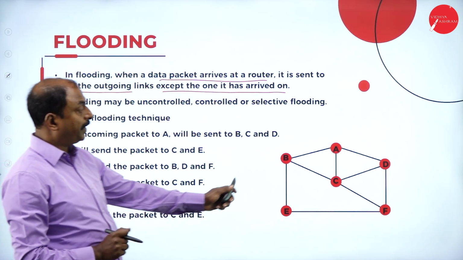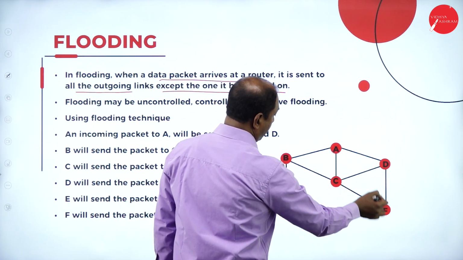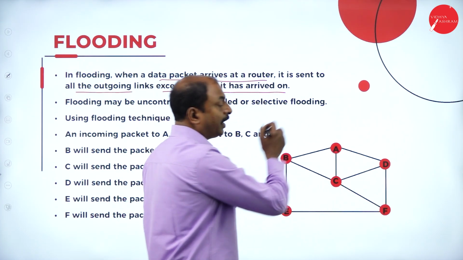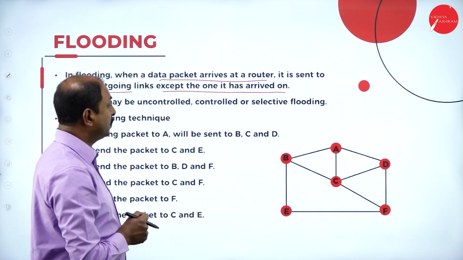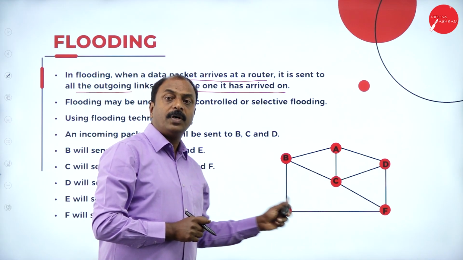Now look at the example here. So here we have A, B, C, D, E and F. These are all nothing but routers, a network device. So this is a network. In this network, we have a number of routers.